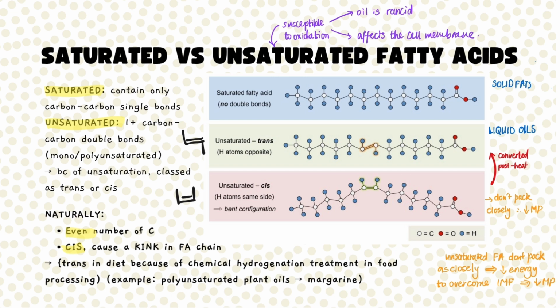Alright, naturally, fatty acids have an even number of carbons in the hydrocarbon chain, and they exist naturally in the cis configuration, so that causes a kink in the fatty acid chain. However, most fats that we consume in our diets are trans, and that's just because of the processing, chemical hydrogenation treatment in food processing. An example of that is margarine, which is a fat that we regularly consume. Unsaturated fatty acids are also susceptible to oxidation. You could see that with oil going rancid, olive oil going bad, and oxidation also affects the cell membrane.